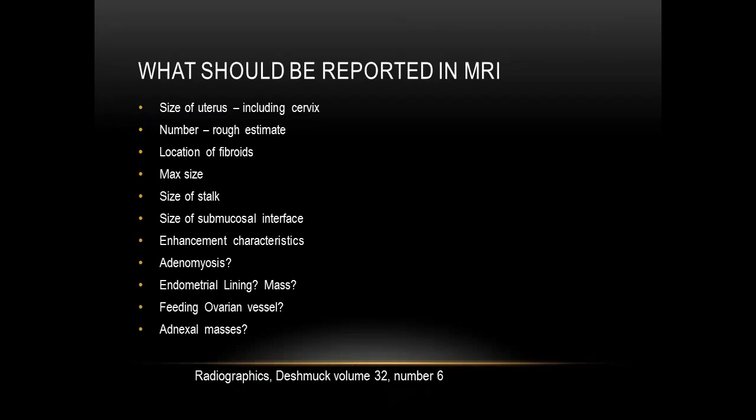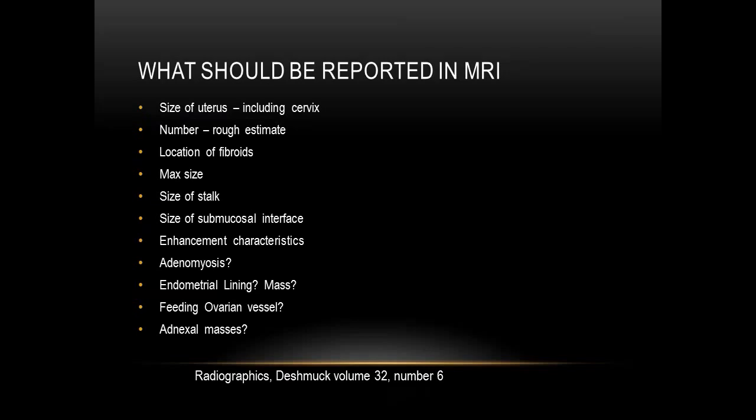Okay, what should we report in our MRI reports? We should include the size of the uterus, a rough estimate of the number, the locations with the maximal size, either in 3 dimensions or 1, the largest dimension. If there is a stalk, if it's pedunculated, the size of the submucosal interface, the enhancement characteristics.